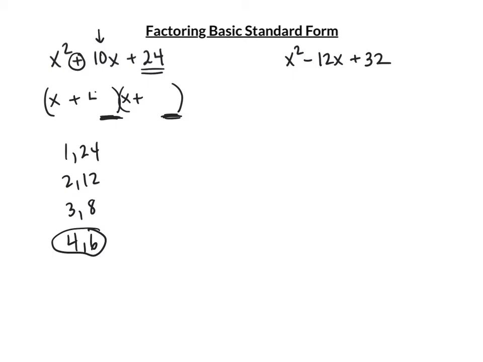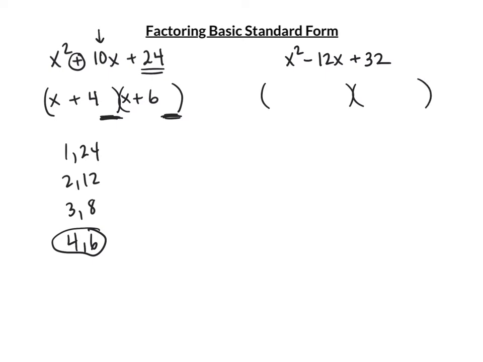It does not matter where you put the 4 and the 6 because x plus 4 times x plus 6 is the same thing as x plus 6 times x plus 4. When you multiply, the order doesn't matter. 5 times 3 and 3 times 5 are both 15. Next example.